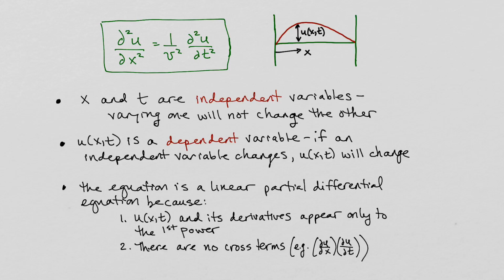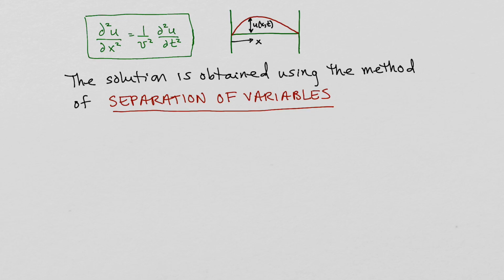Okay, so the equation is a linear partial differential equation, and that is because our u of x of t and its derivatives appear only to the first power, and there are no cross terms that pop up in there. All right, now for the fun stuff. So now that we've set up our classical wave equation, we want to solve it and get some solutions.